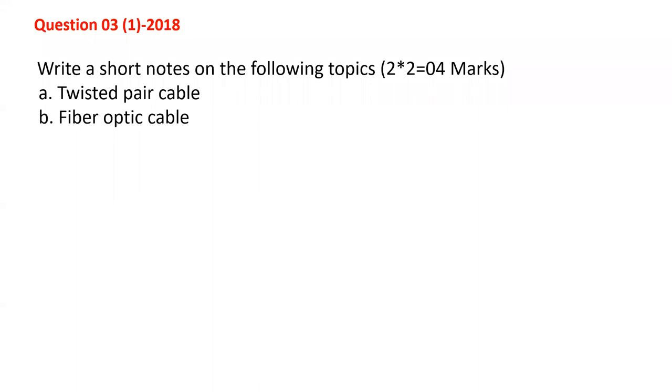In that way, you can define what is a twisted pair. Short notes. That means no need to give full details. Half of that, that means 5 to 10 lines. It's okay.